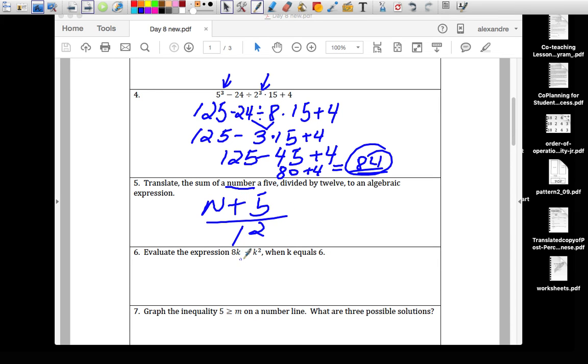Evaluate the expression 8k minus k squared, when k equals 6. Let's substitute first. So you've got 8, instead of k, I'm going to write 6, minus k to the second power, or 6 to the second power. Notice that the only thing I did was replace my variable with the 6. What do I do here? I can do the exponents first. 6 to the second power is 36. Copy that. Now that I took care of my exponents, on my next line I can do the multiplication. 8 times 6 is 48. Then minus 36, and that gives me 12.